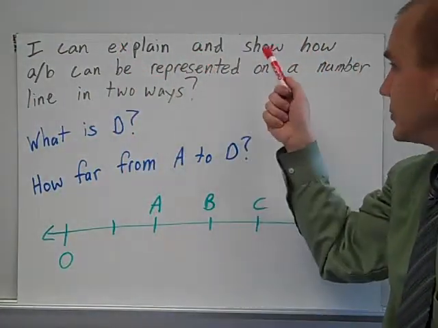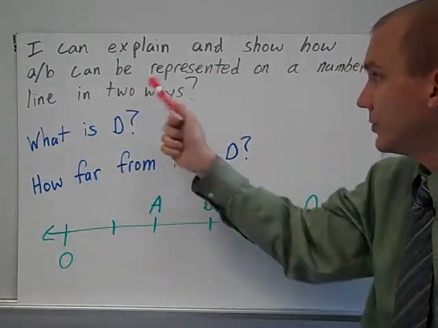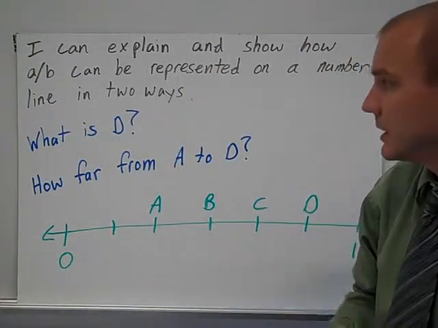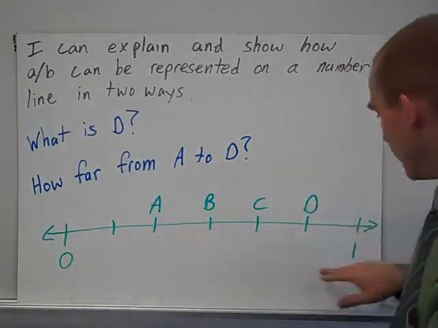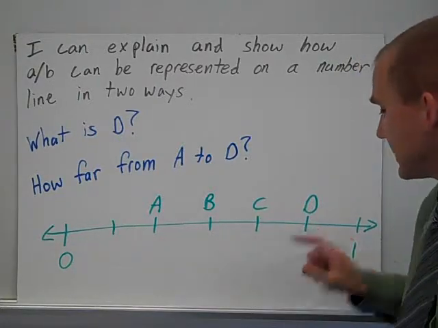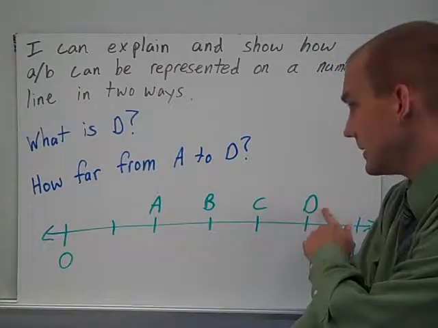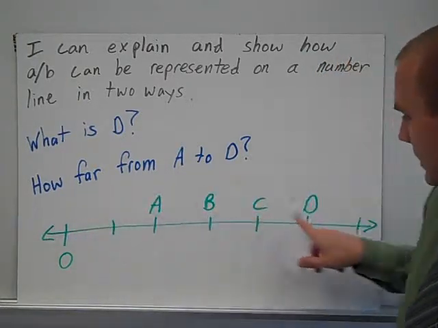I can explain and show how a over b can be represented on a number line in two ways. I'll show you why that's a question mark. There we go. Look at this number line down here, between 0 and 1, broken into 1, 2, 3, 4, 5, 6 equal parts. I want you to tell me what fraction is D and how far from A to D.